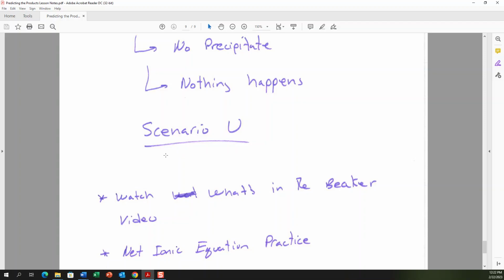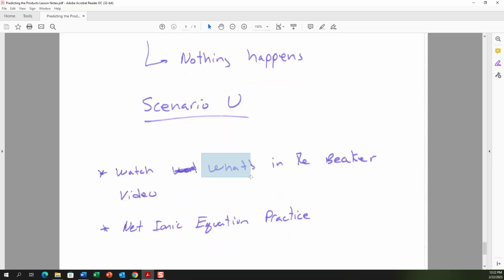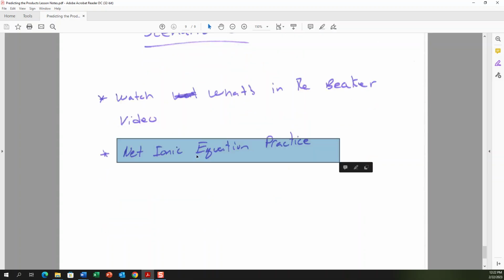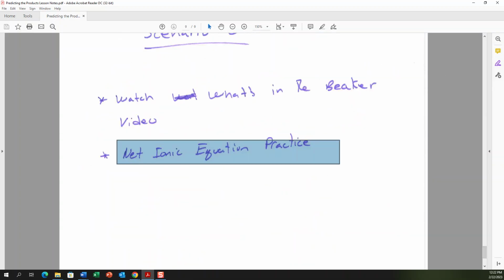And so to get a better understanding of precipitation and what's going on in your beaker when you're mixing compounds, and solubility rules, you might want to watch the videos in the 6-4 folder, what's in the beaker and net ionic equation practice. You don't have to, but it might help you get a better understanding of what we're talking about here. But the main thing is just practice predicting the products, okay? So hopefully that helps. And again, it just takes practice. So you've got your scenarios, your solubility rules, your activity series, you just have to know how to use them.